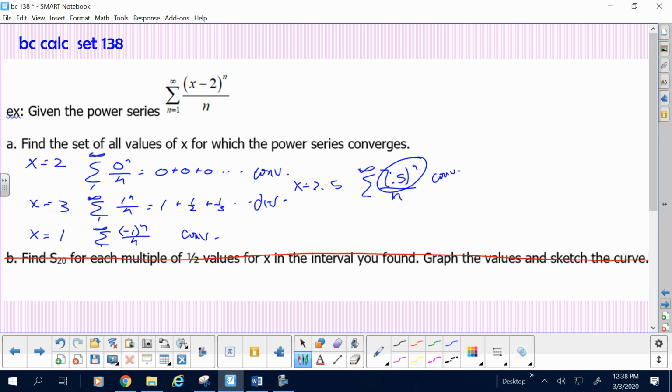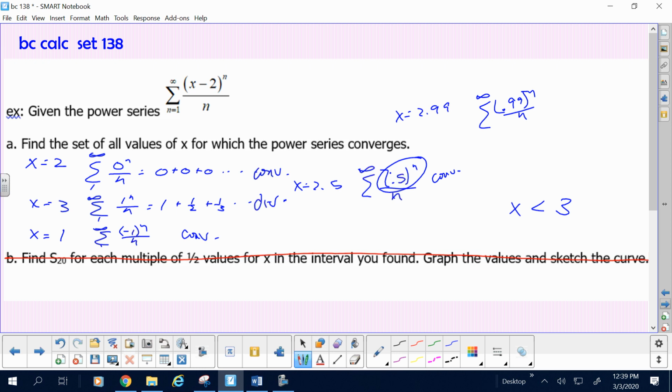So the set of all x's that would converge seems like, 3 is the point where we start to fail, but less than 3, like at x equal 2.99, 2.99 minus 2 is 0.99 to the n over n. Will that converge? Yes, the exponential will win. It'll make it get smaller. So it seems like right up to, but not including 3 is good to go.